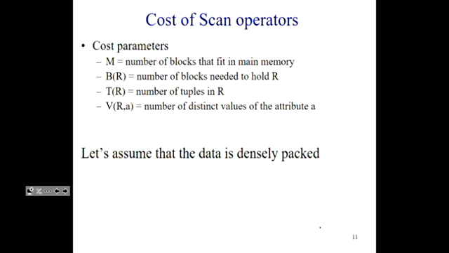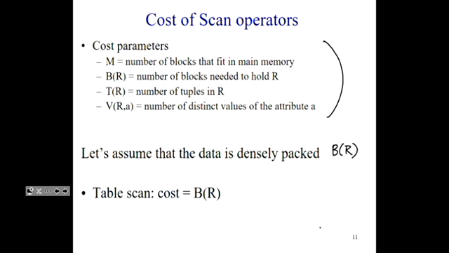So let's go back and revisit the physical implementations of scan, and then talk about how we can use these cost parameters to estimate their cost. To do so, for now, we're going to assume that the data is densely packed. So it's basically fitting into B of R blocks. So you just packed all of the tuples of the relation into B of R blocks. And let's see what happens. So the table scan cost is very simple. It's simply B of R.